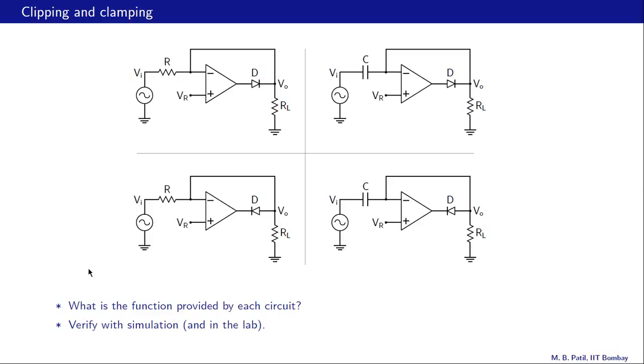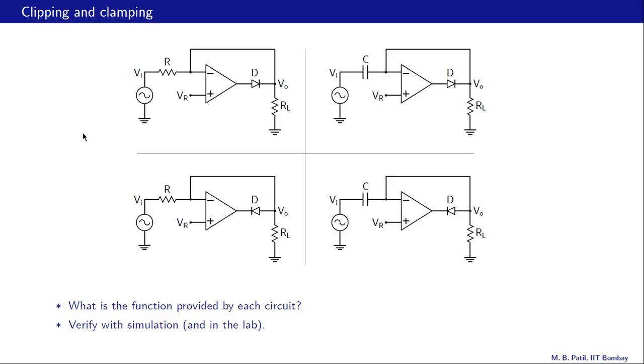Here are some more circuits in which an op-amp is used to eliminate the voltage drop across the diode when it conducts, that is Von. So for these circuits, we will answer these following questions in the subsequent slides. Question 1. What is the function provided by each of these circuits? We will analyze these circuits and look at the functionality that each circuit provides. Second, we will verify that functionality with simulation. In addition, of course, you are encouraged to go to your electronics lab, hook up these circuits and look at its function as well.